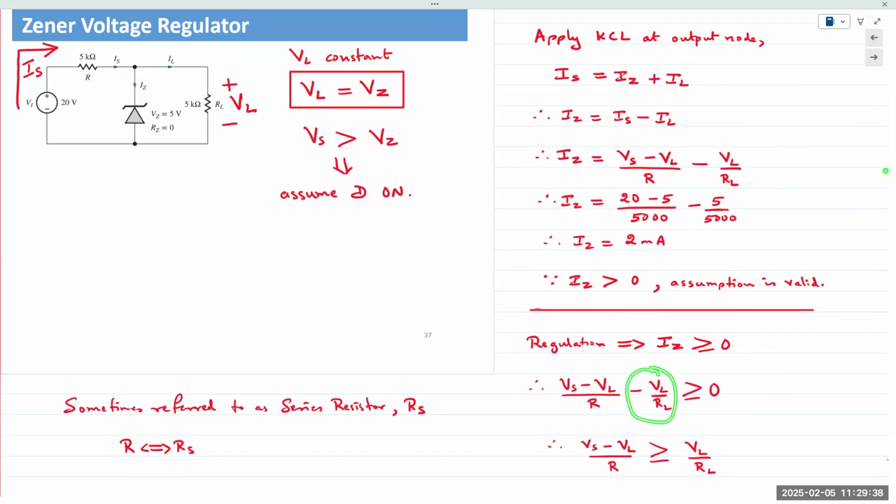You take IL on the other side, and you get this relationship, where this current, which is IS, must be greater than IL. And so VS minus VL over R refers to this current IS, and VL over RL refers to the current IL.